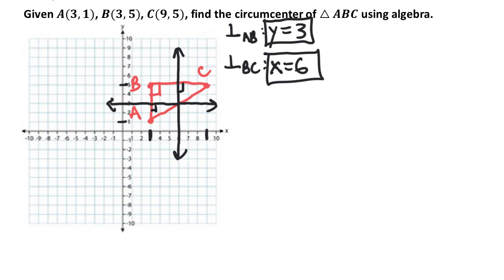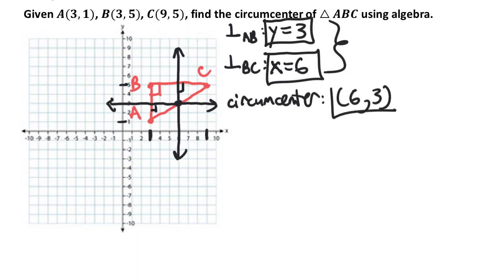Finally, we have this circumcenter where the perpendicular bisectors intersect. How am I going to get the circumcenter? Well, this is easy. I'm solving this system of equations, but it's already solved. x equal to 6, y is equal to 3. Done. Just let's check ourselves. We go over to 6 and up to 3. Yeah, that's definitely the circumcenter. Done. See how easy this was?